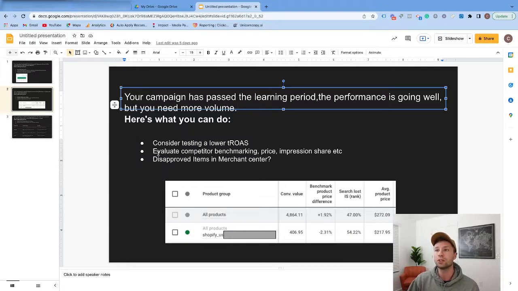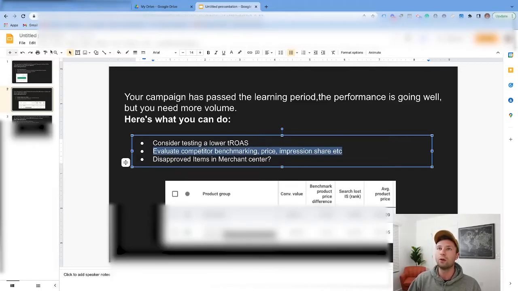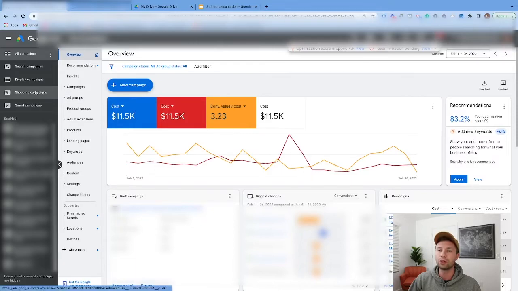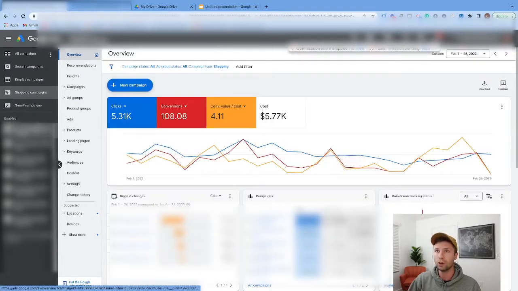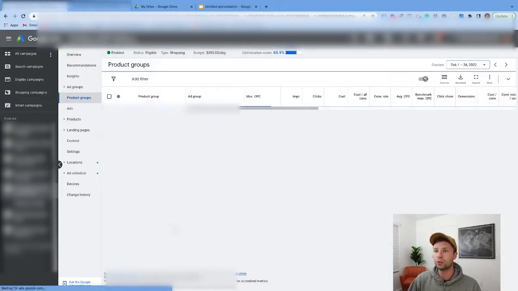Next thing that I want you to do is go through and evaluate your competitor benchmarking price and impression share. And how you do that, I'll show you real quick. You come over here to Google, you go to your shopping campaigns. You want to make sure that you click on one of your shopping campaigns here. So we're going to grab this one right here. You want to make sure that you are in the product groups. And then what you're going to do is scroll over.